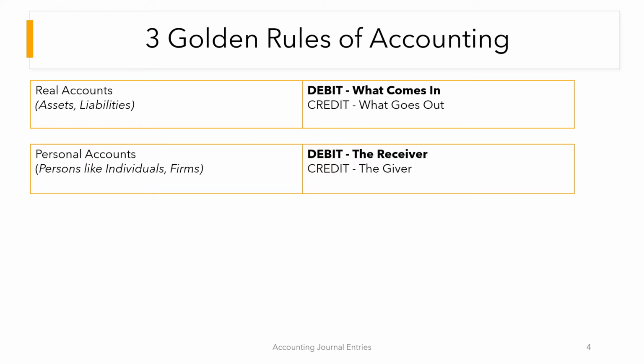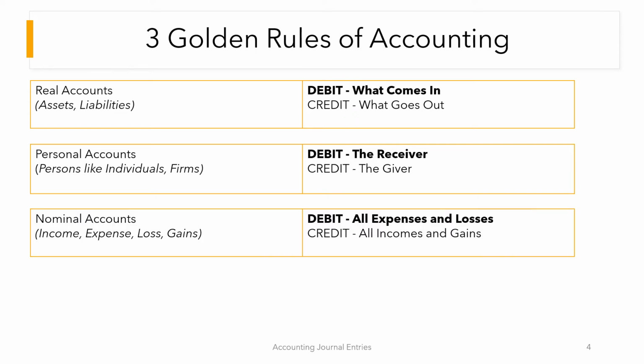And for a personal account, for example, individuals, persons like individuals or firms, the rule would be debit the receiver and credit the giver. And for a nominal account, for example, income, expense, loss or gains, the rule would be to debit all expenses and losses and credit all incomes and gains.